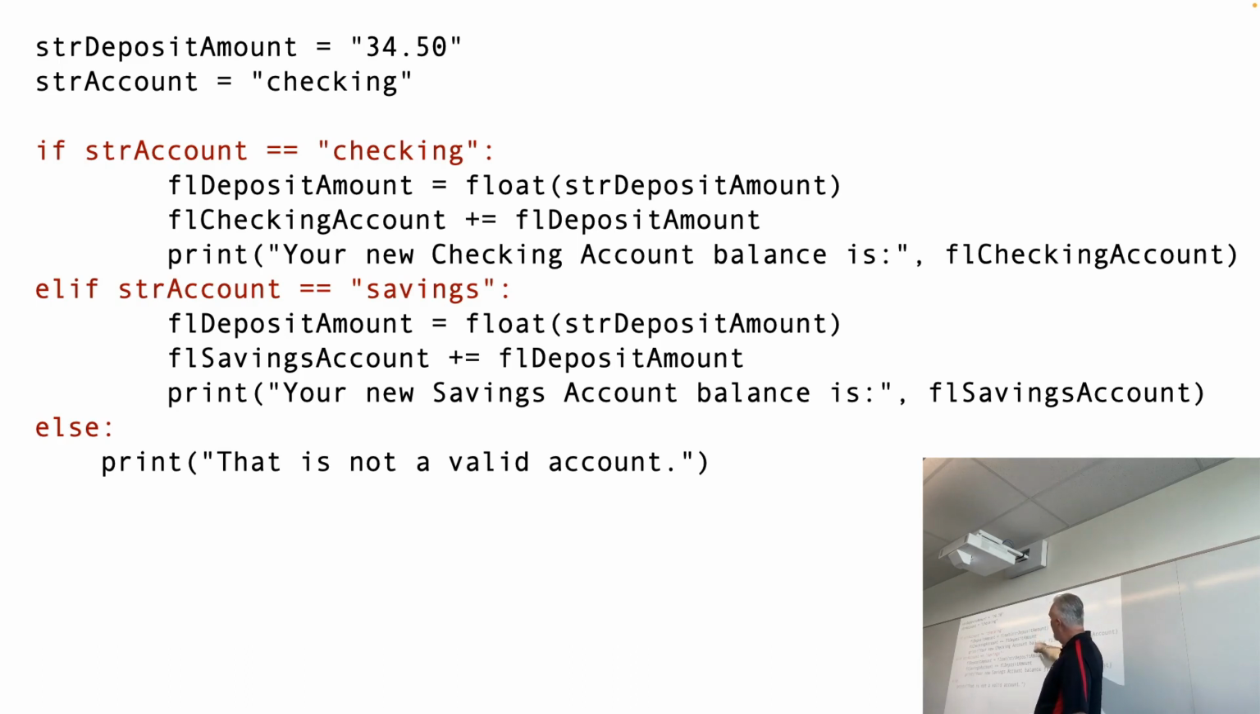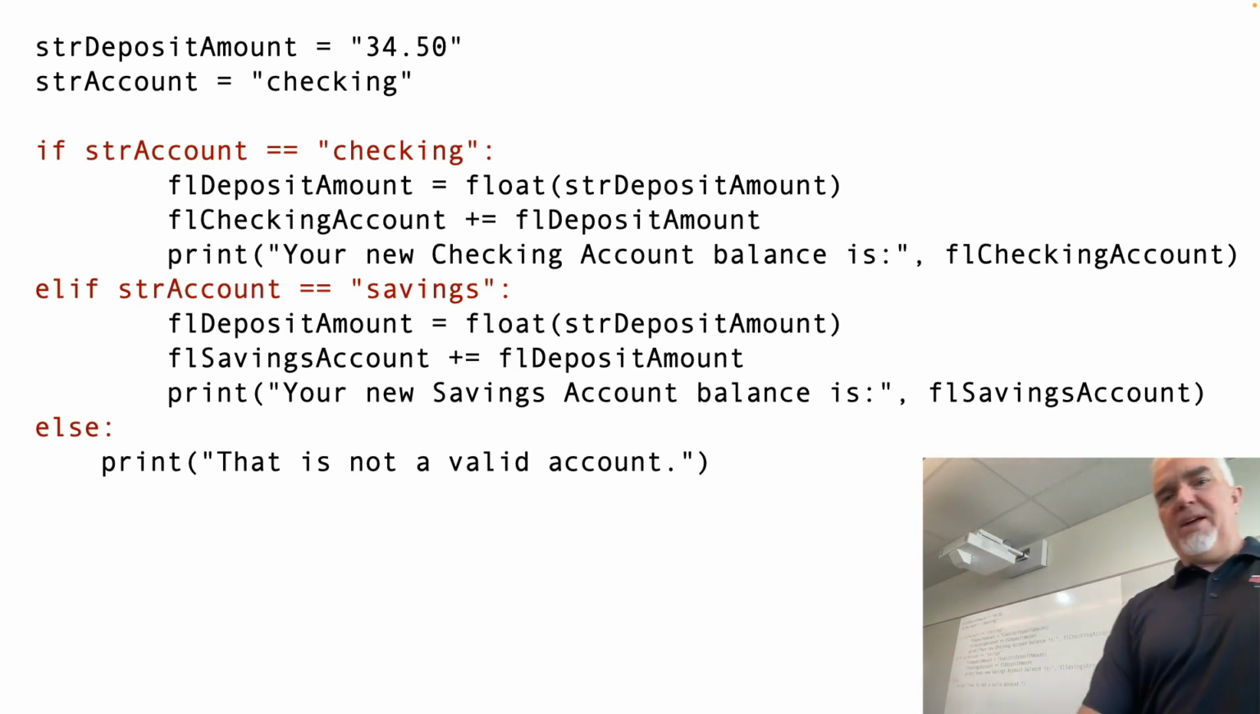I mean, you can see these lines are very similar, right? They're almost identical, except we have different checking accounts or different accounts named, but they're doing kind of the same thing. You take the deposit amount, you turn it to a float, you add that to the checking or savings account, and then you print that new balance.